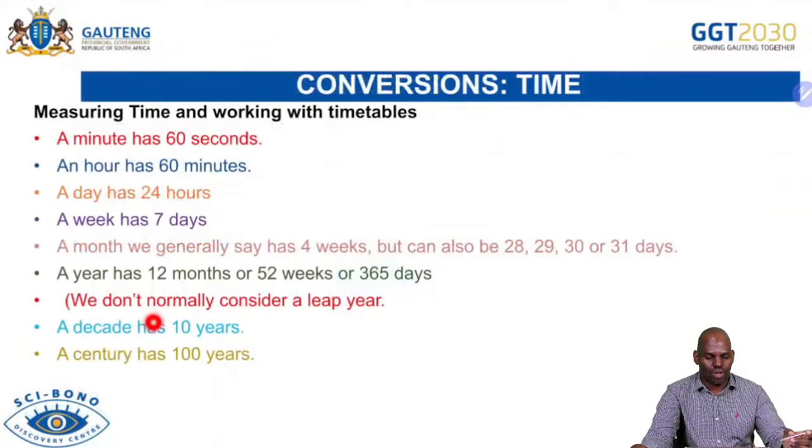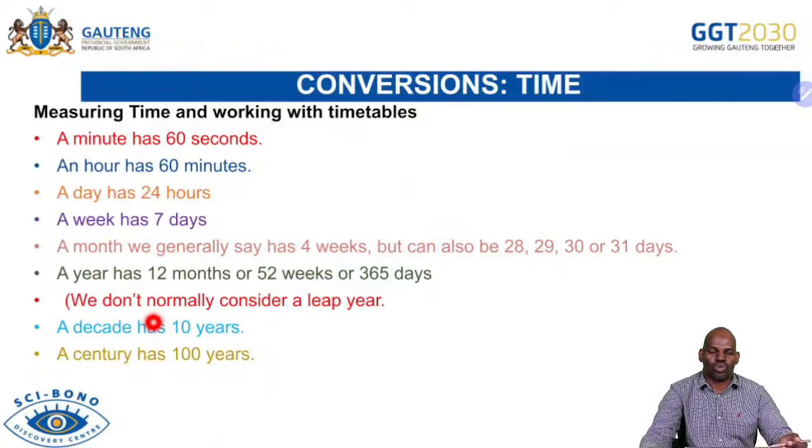Then the next information is, of course, conversions with regard to time. All this, you need to know. A minute has 60 seconds. So if you want to convert from minutes to seconds, you multiply by 60, and if you want to convert from seconds to minutes, you divide by 60. An hour has 60 minutes, which is something you should know, boys and girls. A day has 24 hours, that is, a full day has 24 hours.